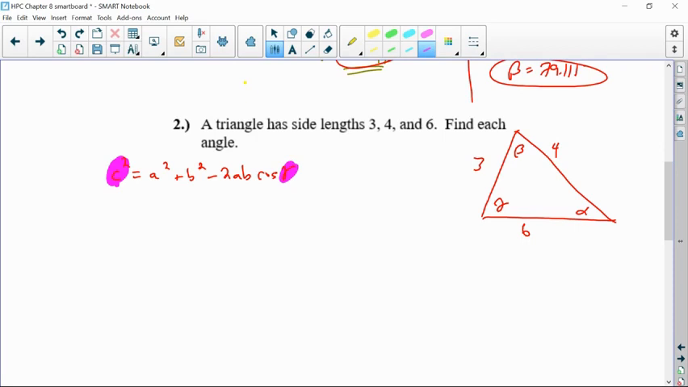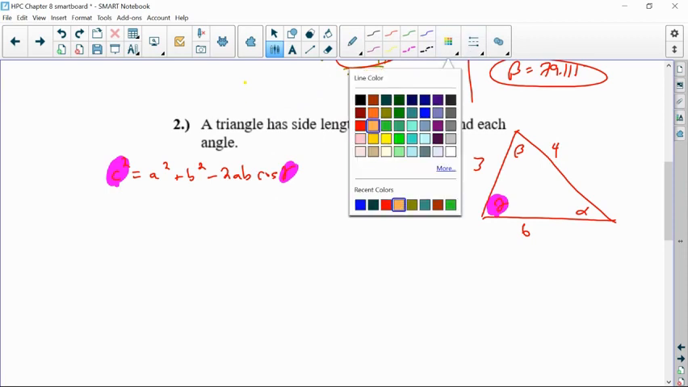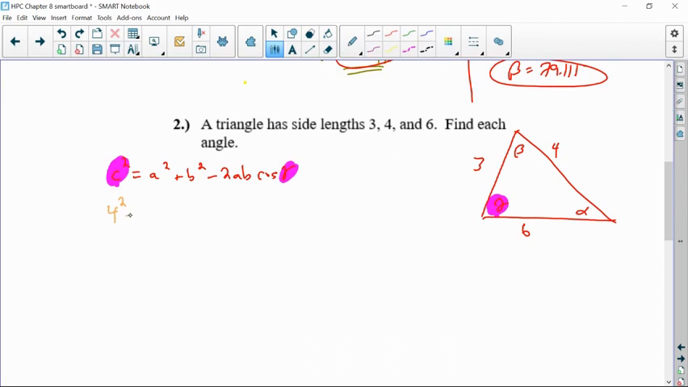So let's say I'm looking for gamma. I want to find gamma. So that means what is opposite gamma is our 4. So then I would say, oh, okay. I would say 4 squared, because 4 is opposite gamma. Right? Those are opposite each other. So 4 squared equals 3 squared plus 6 squared minus 2 times 3 times 6. Again, this 3 and the 6 have to correspond to this 3 and the 6. Cosine of gamma, which we don't know.